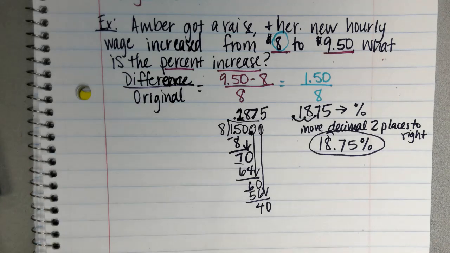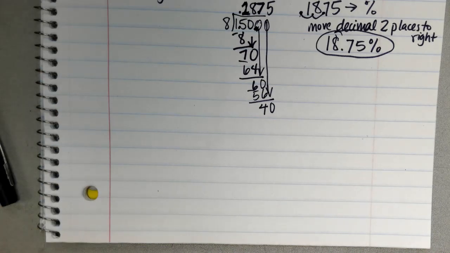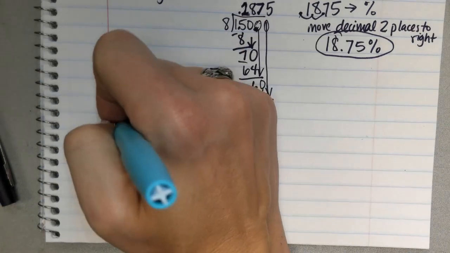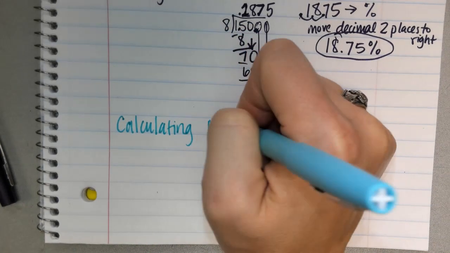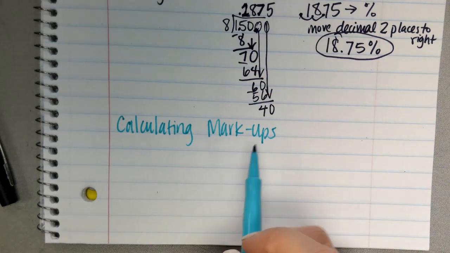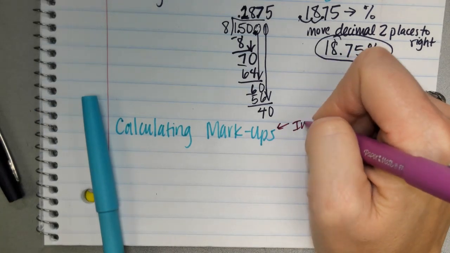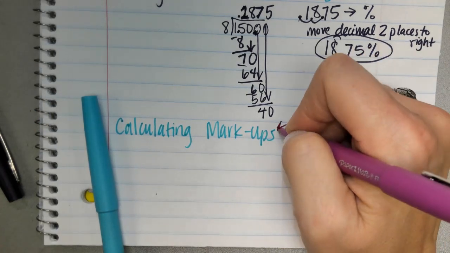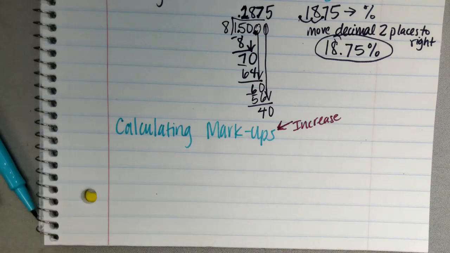Before we go to percent decrease, I want to show you something else that goes with percent increase. It's called markups. So, calculating markups. When something is marked up in price, that means it is an increase in price. So this is why it's kind of a relative of percent increase. A markup is an increase. What would you think we would call the decrease part of markup? Yes, markdown. So markup is a kind of percent increase.